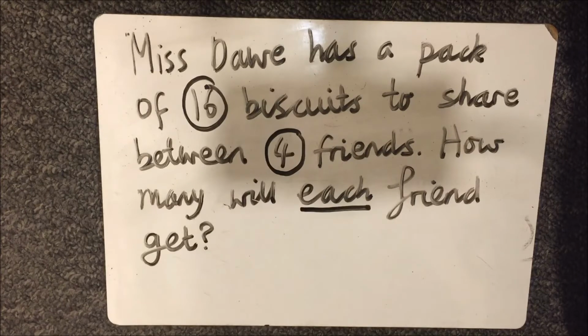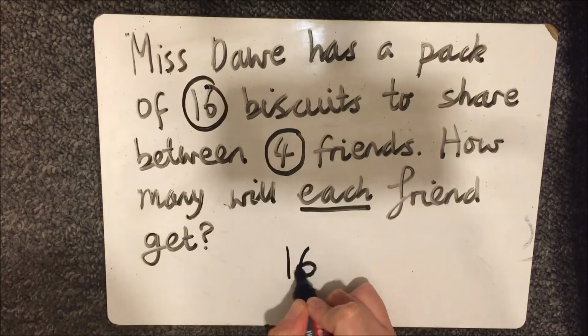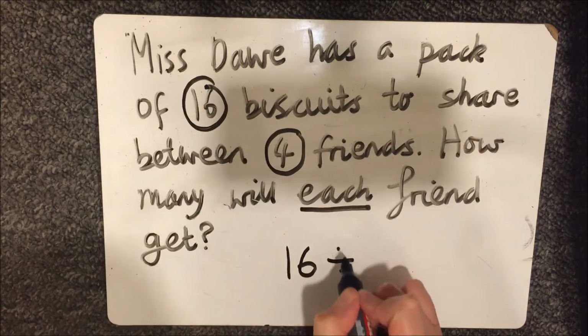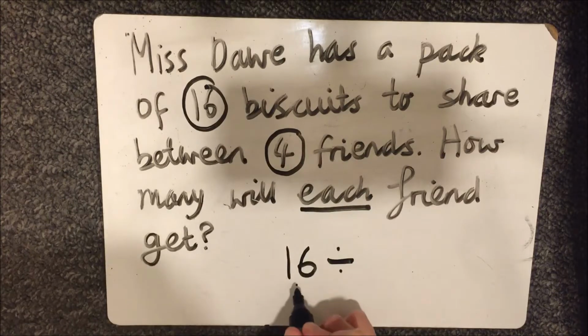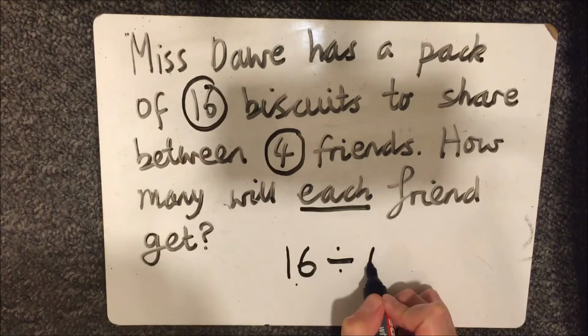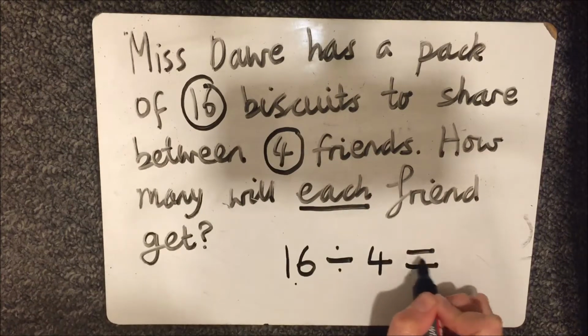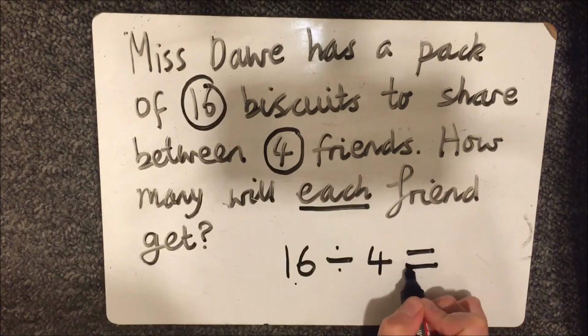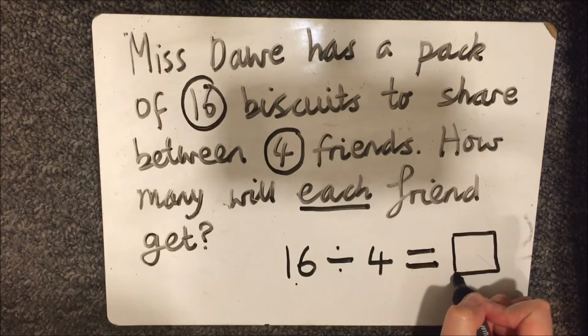What would that look like as a maths number sentence? How would we write it down? So we've got 16 things to share. 1 for me, 1 for you. I like to remember that symbol as 1 for me, 1 for you. 16 biscuits to share between 4 friends, and each friend will get, so I like to think of this as each person will get, and find my answer.